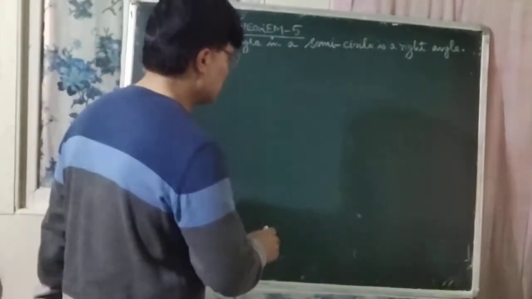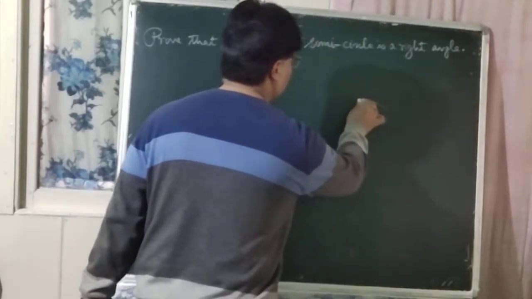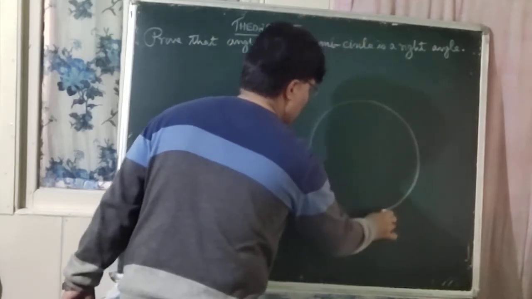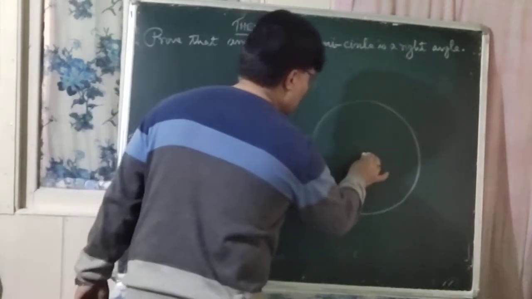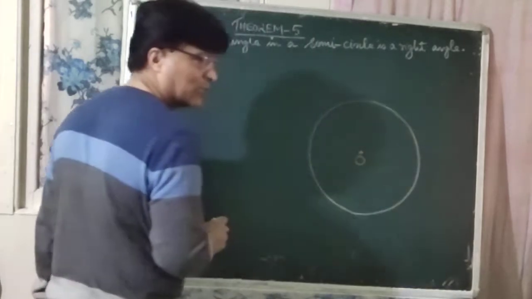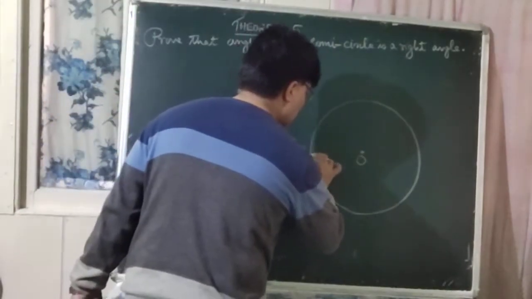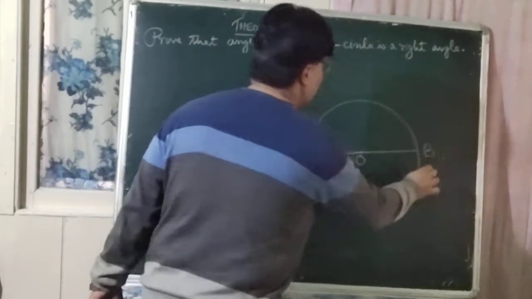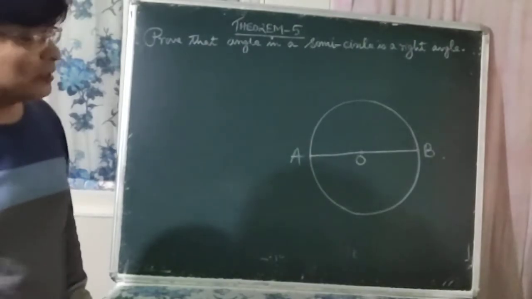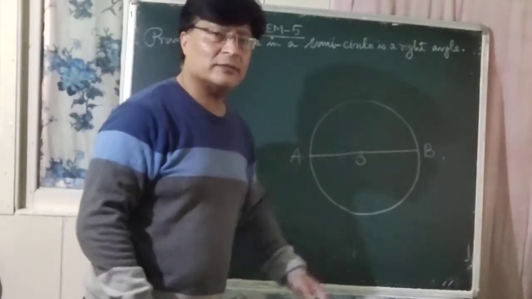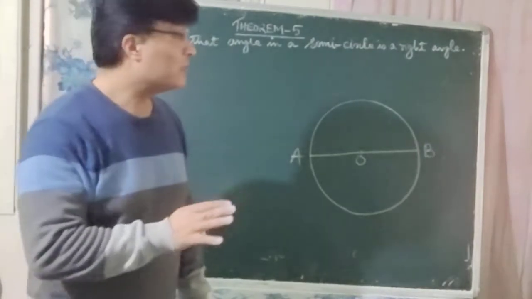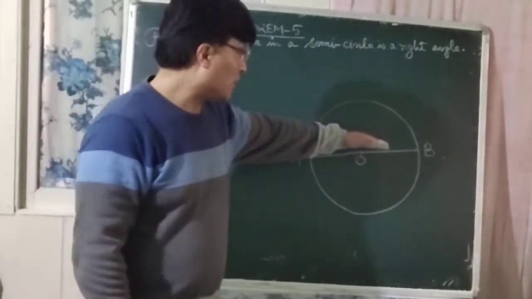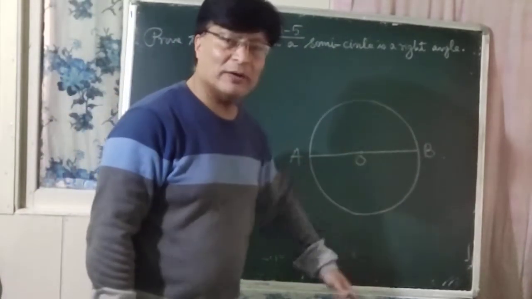Let us draw a circle now. This is a circle with the center O. Let us draw a diameter of the circle. This AB is a diameter of the circle. Okay? That is, this diameter AB will divide the circle into 2 equal parts. One is above AB and one is below AB.